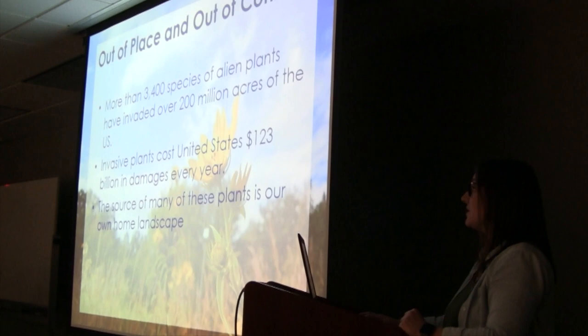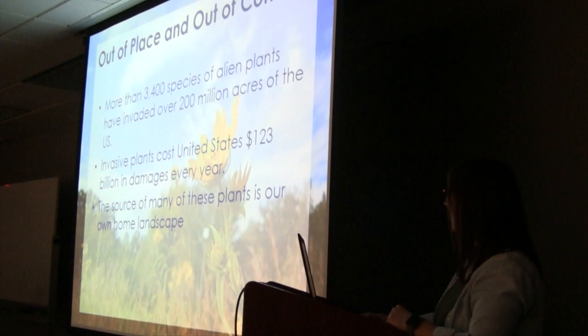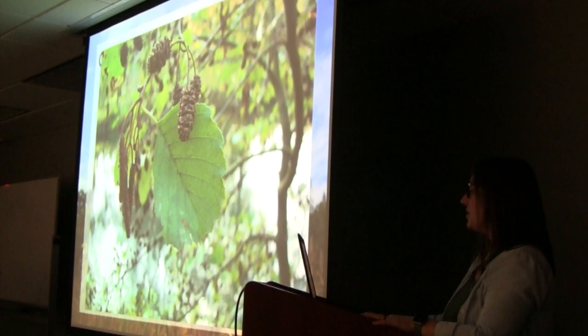That one was actually introduced as a hedge plant. It was brought over by founding fathers because this is what they had in their gardens back in the old country, back in England. This is black alder, European black alder. This tends to invade wet areas alongside rivers and streams.